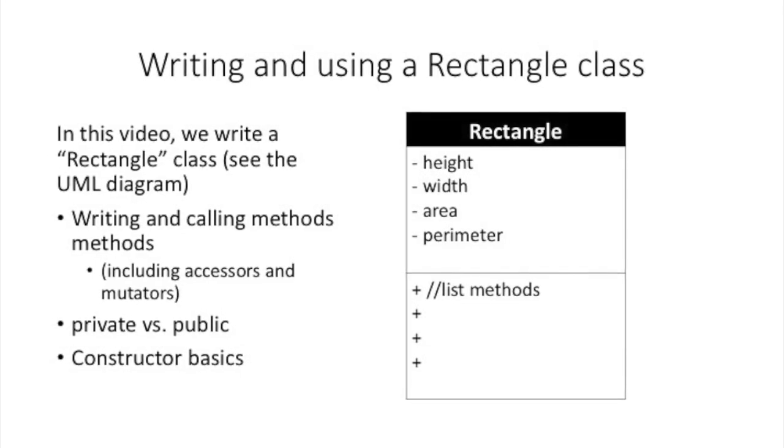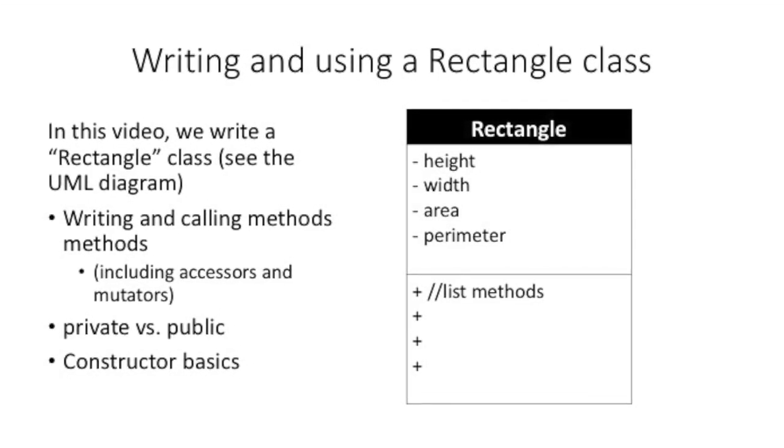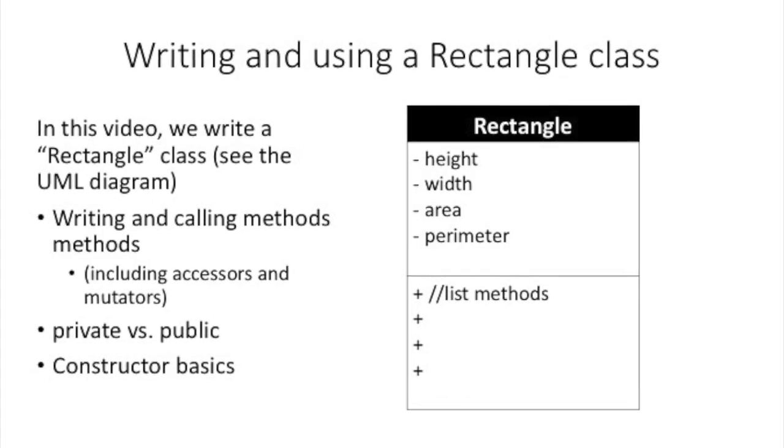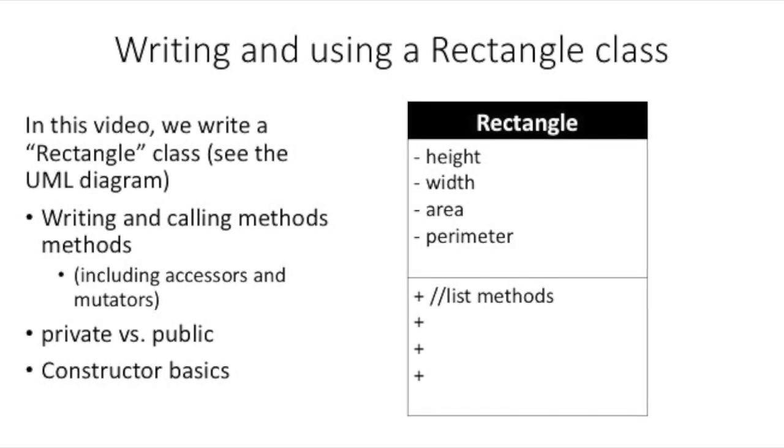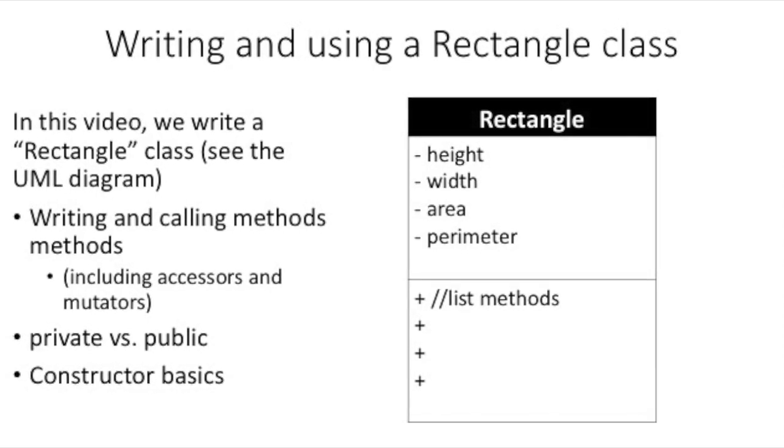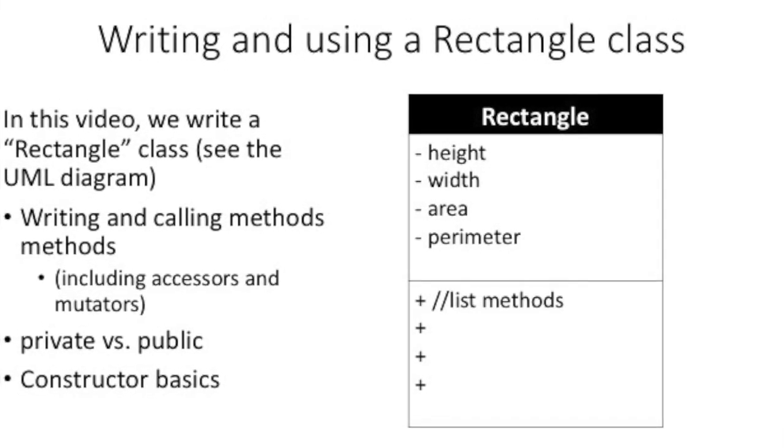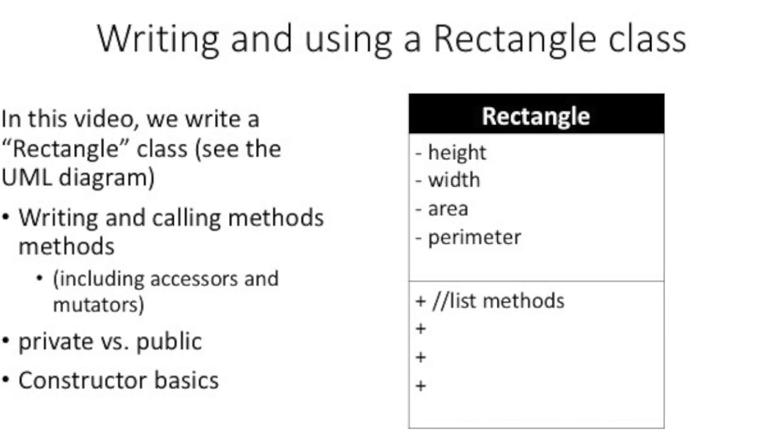This video looks at the design of a basic rectangle class in Java. We start with a rectangle that just has a height and a width, look at writing its accessors, mutators, private versus public, and then move on to constructors and other methods.